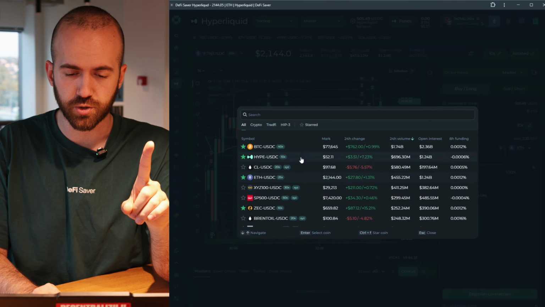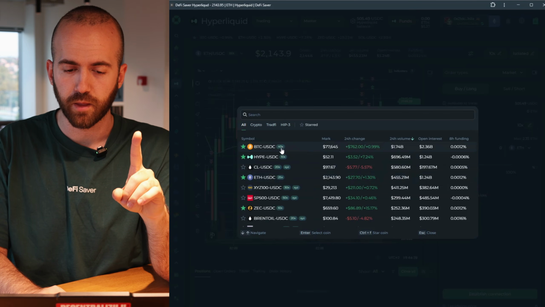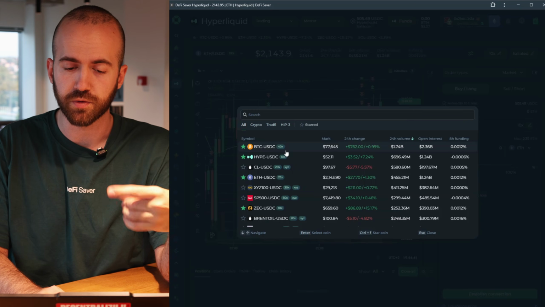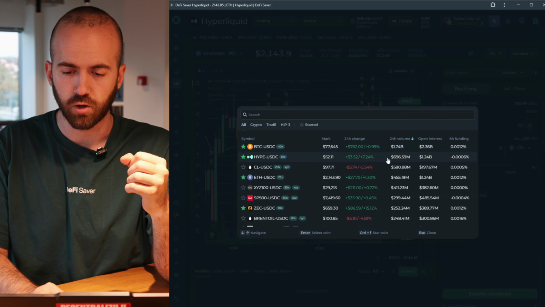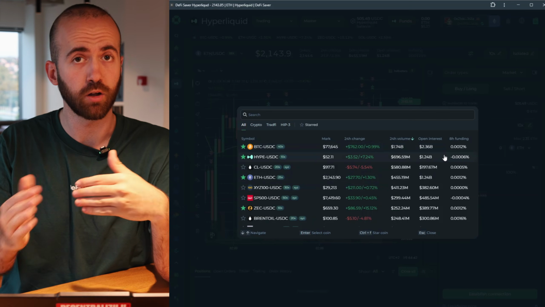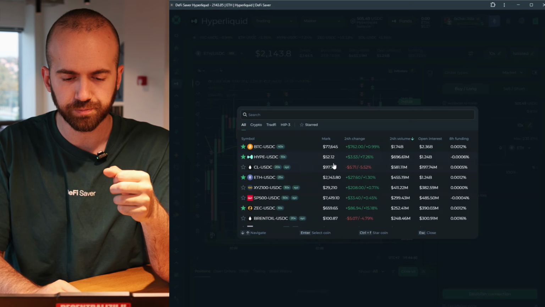One last thing I would mention is you can actually see what the leverage amount is for each of these markets and also the 8-hour funding fee right now. So you can figure out, okay, are shorts paying longs or are longs paying shorts?